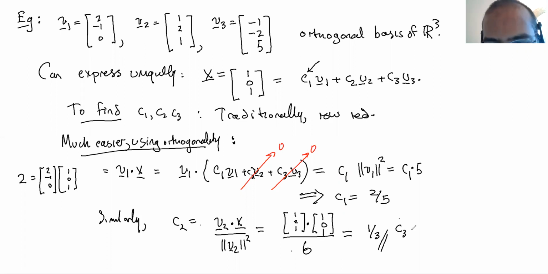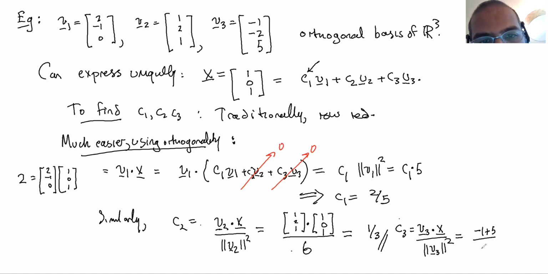And then C3 is going to be the inner product of U3 and X, divided by the norm of U3 squared. Okay, so U3 dot X is minus 1 plus 5. And the norm of U3 squared is a little more complicated. So it's 25 plus 4 plus 1, so that's 30. That's 4 over 30, which is 2 over 15.